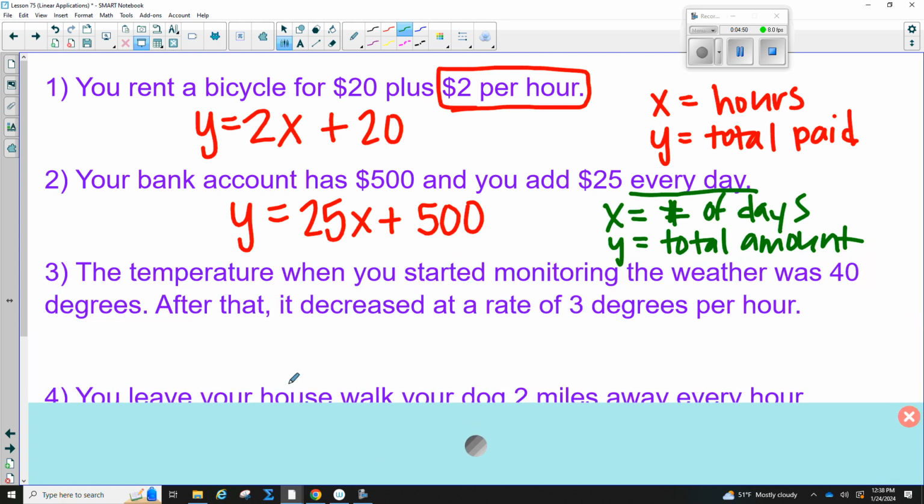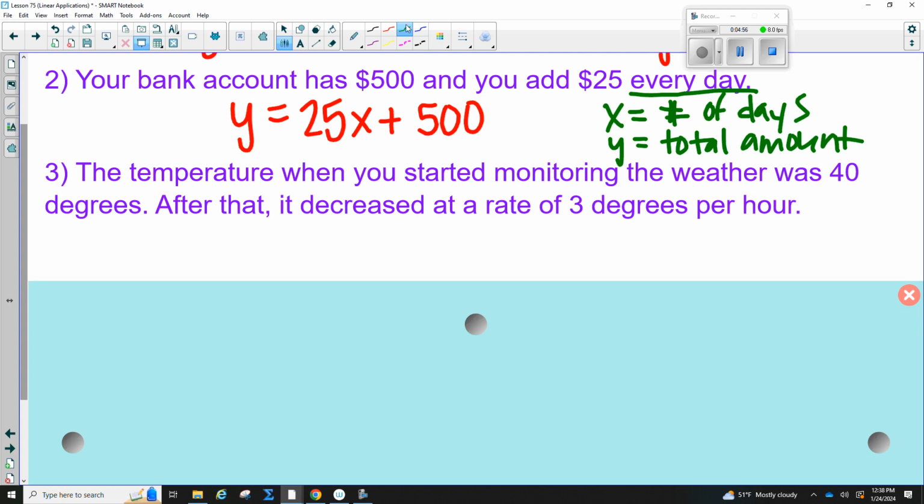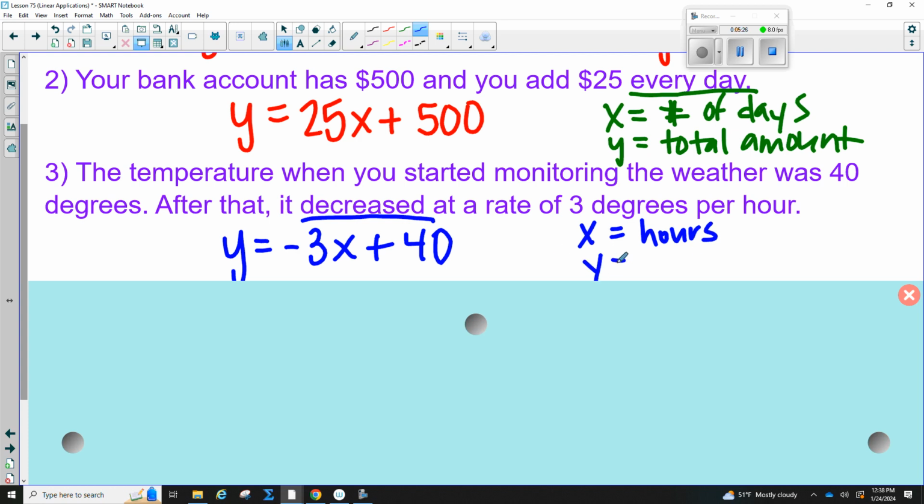The temperature when you started monitoring the weather was 40 degrees. And after that, it decreased at a rate of 3 degrees per hour. Decreased. What is the slope? -3. You're decreasing by 3 degrees per hour. And what is the initial temperature? So we do plus 40. So X is what? Number of hours after we started counting, and Y is what? It would be the end temperature after however many hours.